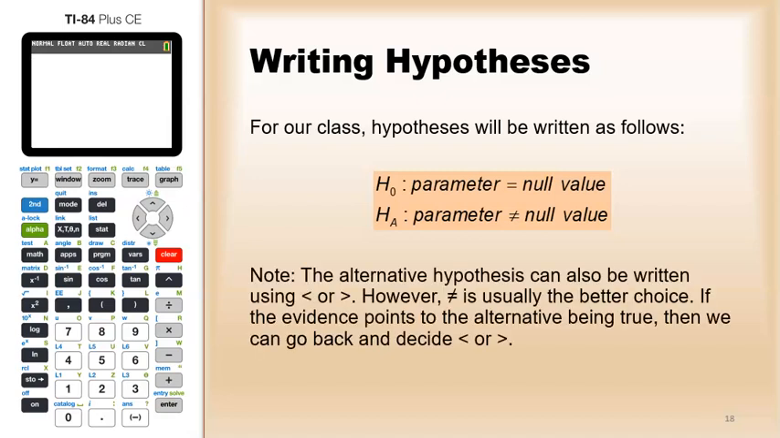So again, the alternative hypothesis can also be written with less or greater. However, not equal to is usually the better choice. After we show the alternative is the more likely hypothesis, then we look to see whether it's less or greater. But until we prove the alternative, stick with not equal to.